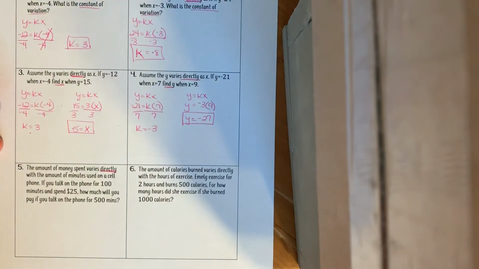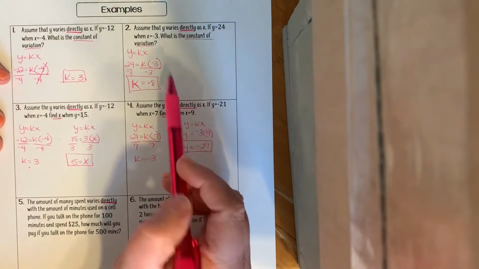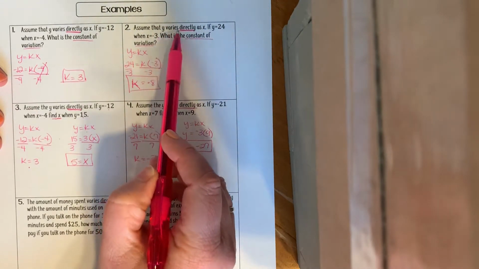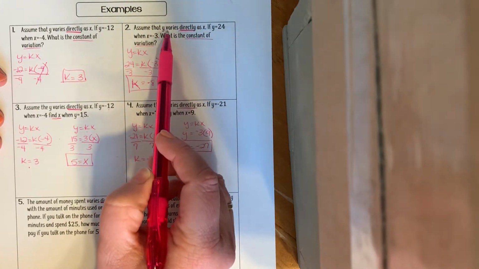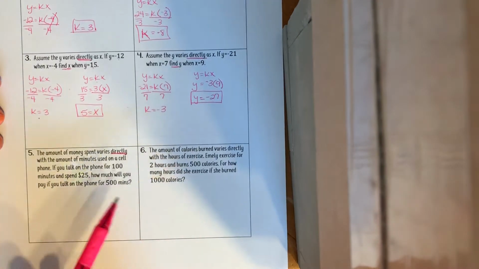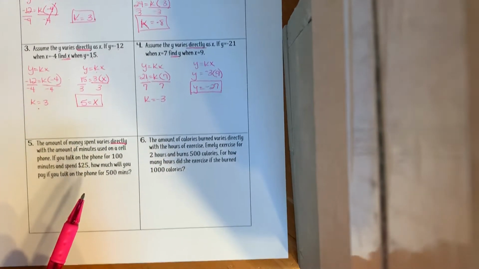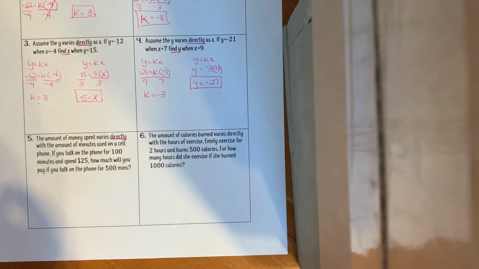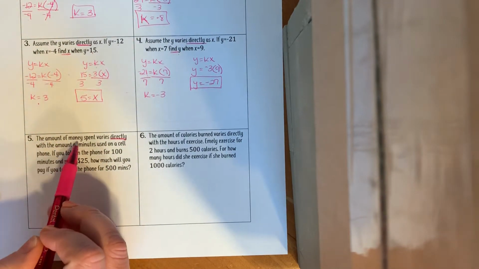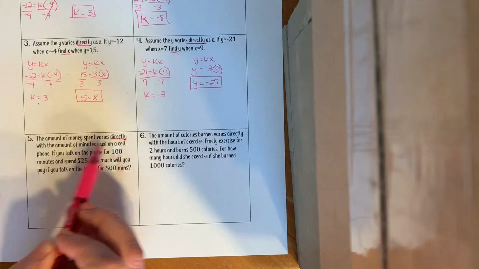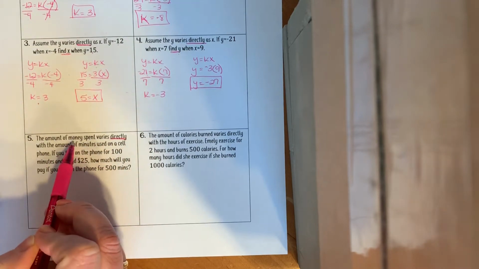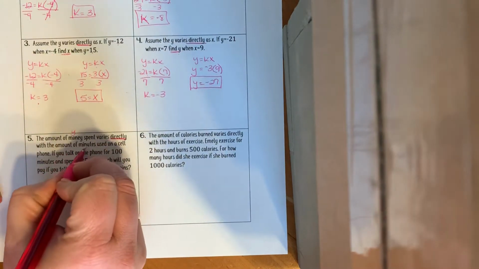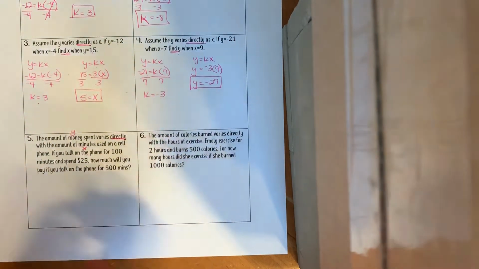But anyway, what I was saying at the end of part 2 is that y always comes first and then x. Y always varies directly as x. So y always comes first. So when you're reading these word problems, the y is going to come first. So this says the amount of money spent varies directly with the amount of minutes. So money came first, so money is our y value. Minutes came second. Minutes is our x value.